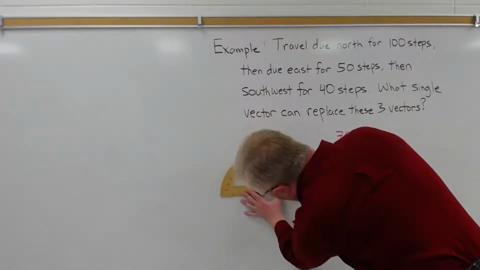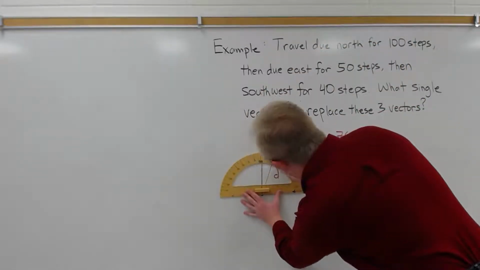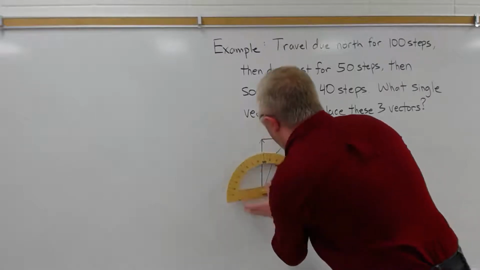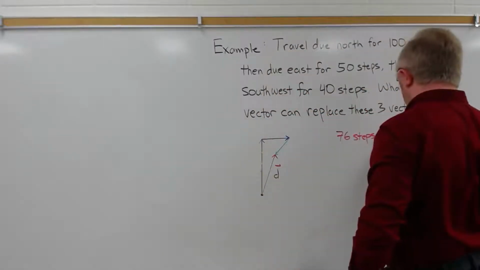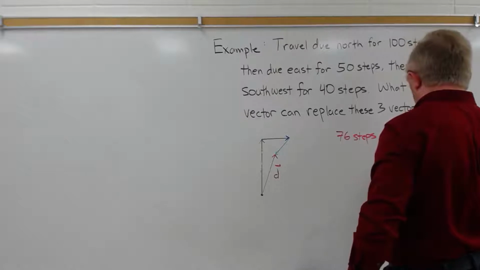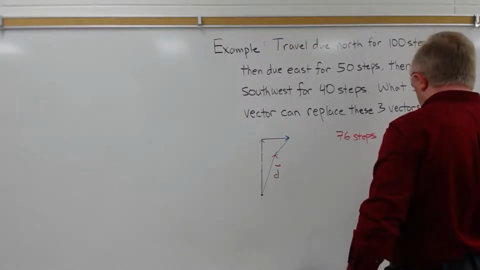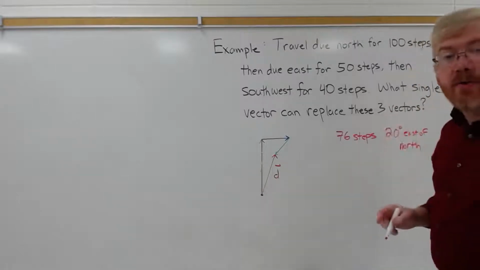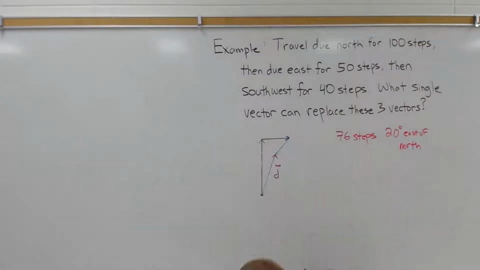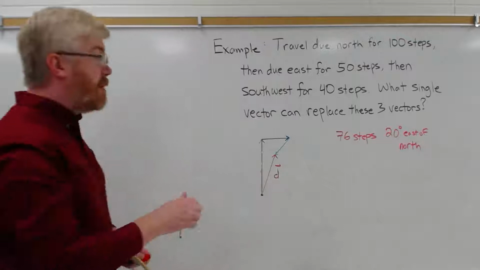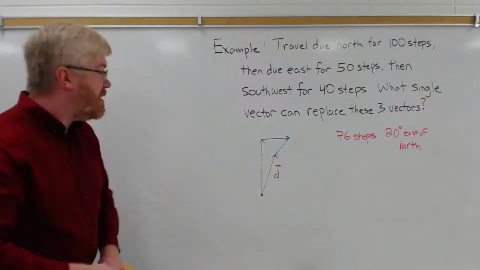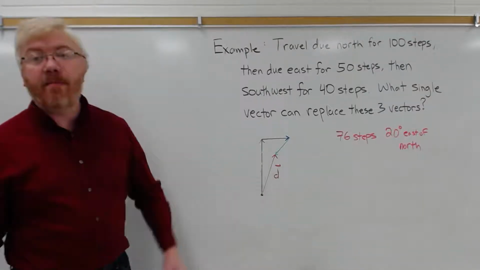And then figuring out the angle at 20 degrees east of north. So if I have north being 0 degrees straight up, I just need to move 20 degrees east of north, 76 steps, and I'll get to the same location.